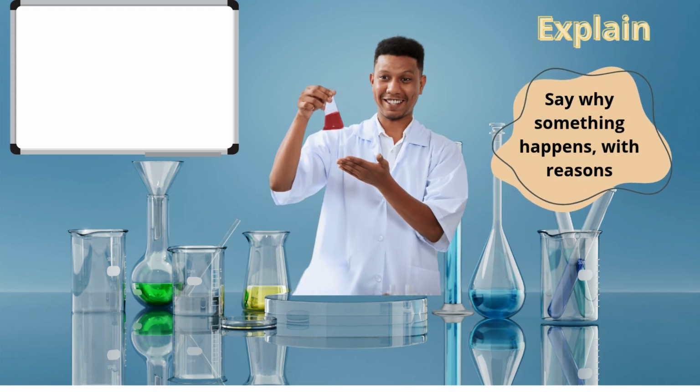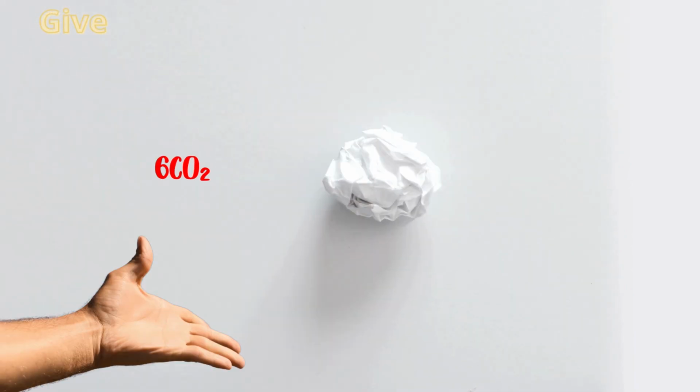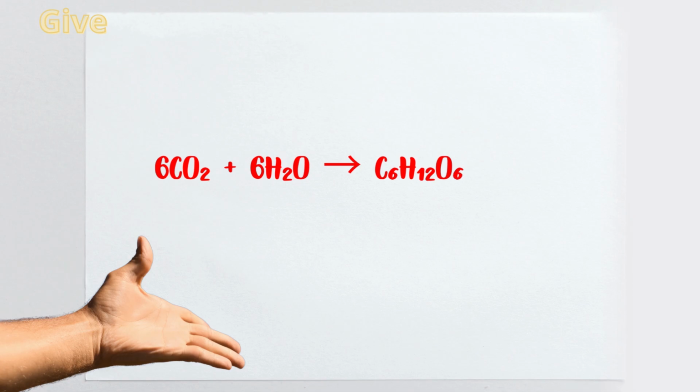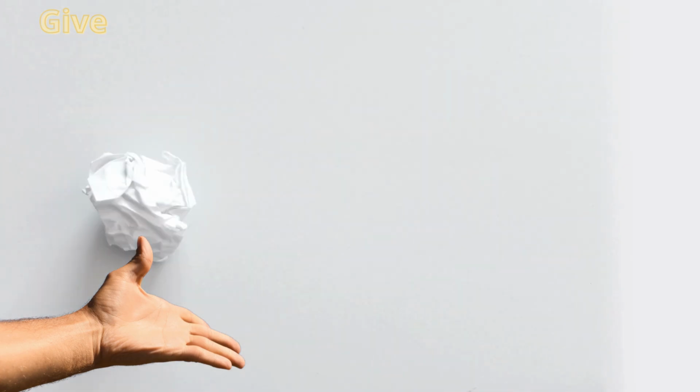Explain. Say how or why with reasons. Example, why did the enzyme activity drop? Denatured due to the high temperature. You have just explained like a pro. Give. Write something directly. Example, give the formula for photosynthesis. Don't narrate the discovery, just write it.